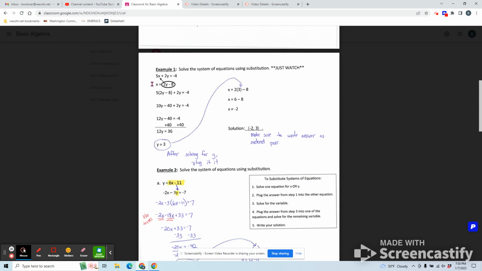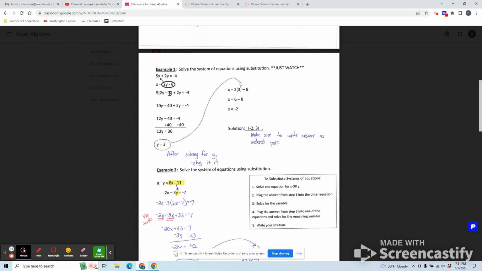Right? So because I have that, anywhere I see an x, I'm going to substitute in this information, and I circled it so I know what I'm substituting in. Think about a substitute teacher. You're replacing one thing with another. So because I'm replacing the x information, I'm not going to have the x in there anymore. I replaced it. I substituted it with 2y minus 8. And just like before, anytime I do any sort of substitution, I'm putting it in parentheses. So 5, and instead of an x, I have a 2y minus 8, and then plus 2y equals negative 4.